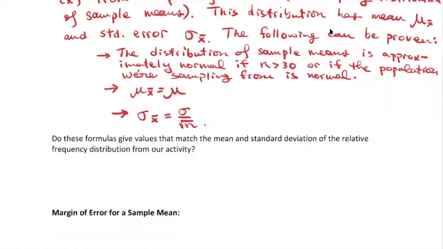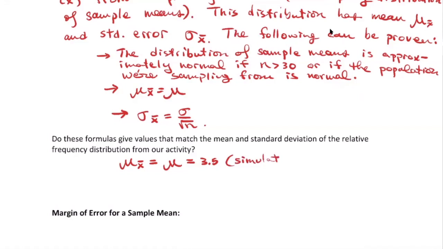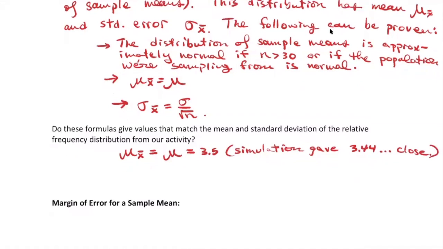Okay, so for the dice rolling, the mean of sample means is the mean of the population. I don't know if you remember, that's 3.5. Okay, in the simulation, this gave a 3.44, which is close. Okay, just off by less than a tenth.